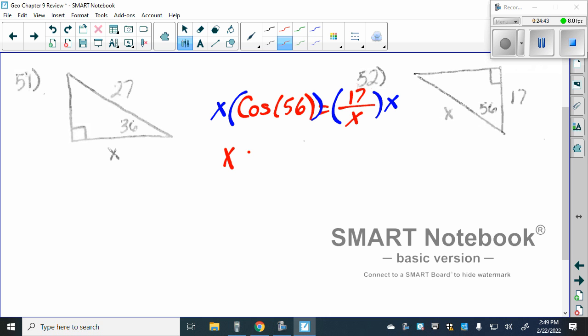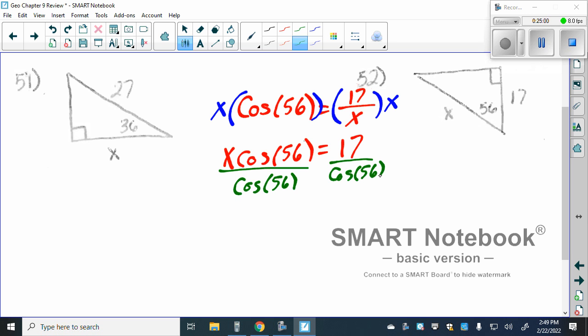Now for this one here, we would multiply both sides by x, so x cosine of 56 is equal to 17. But here, x is not by itself. So we would have to divide both sides by cosine of 56. These will cancel. Now at this point here, we can plug in 17 divided by cosine of 56 into the calculator, which would give us four something or three something, and that'd be our answer.